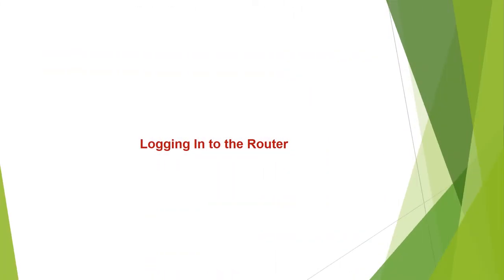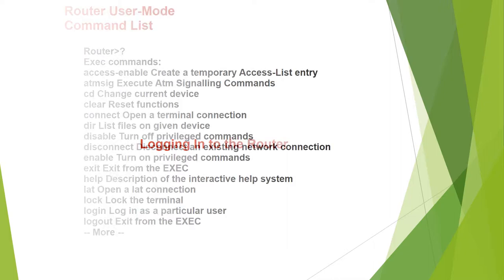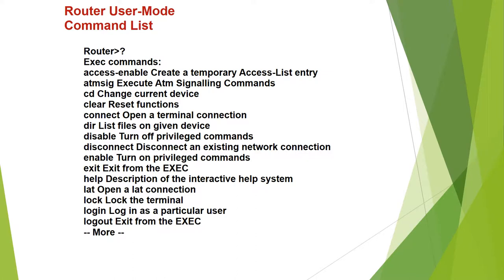Logging into the router. Router user mode command list. Access-enable: create a temporary access list entry. ATMSIG: execute ATM signaling command. CD: change current device. Clear: reset function. Connect: open a terminal connection. DIR: list files on a given device. Disable: turn off privileged command. Disconnect: an existing network connection. Enable: turn on privileged command. Exit: from the execution mode. Help: description of the interactive help system. Lat: open a LAT connection. Login: log in as a particular user. Logout: exit from the execution mode.